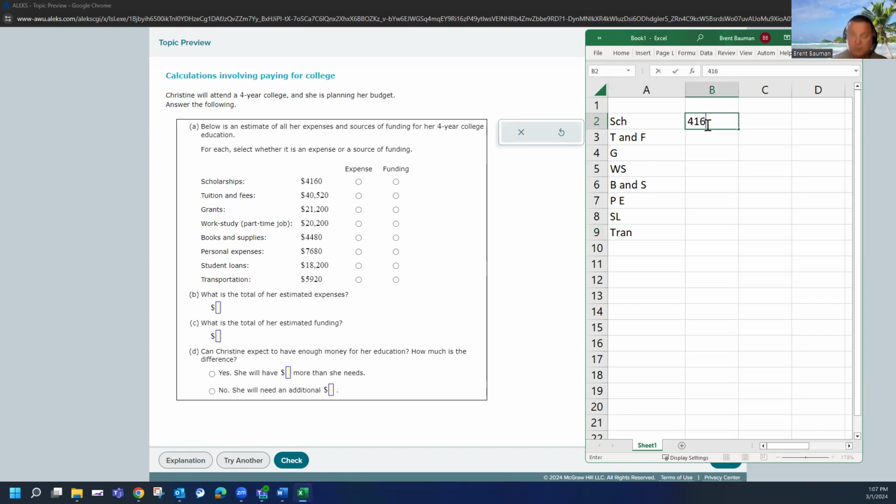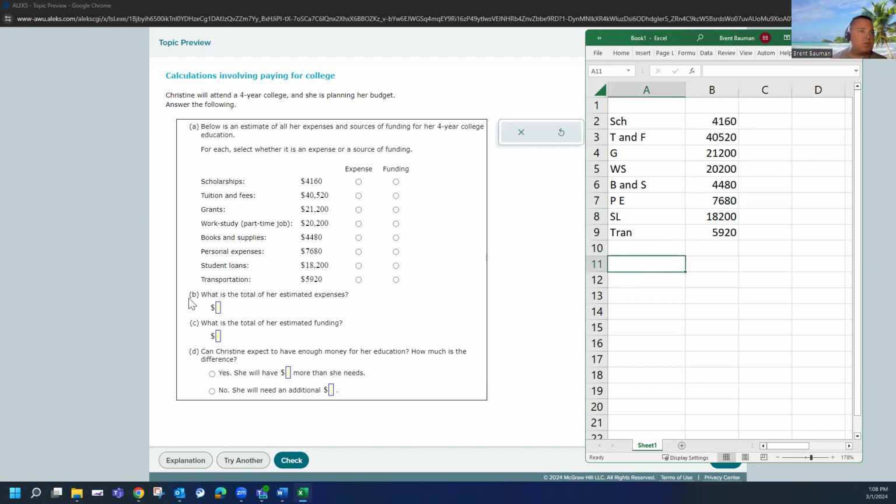So we have 4,160 for the scholarship. We have 40,520 for the tuition and fees. We have 21,200 for the grants. We have 20,200 for the work study. For books and supplies, 4,480. Personal expenses, 7,680. And student loans, 18,200. And transportation, 5,920. Okay.